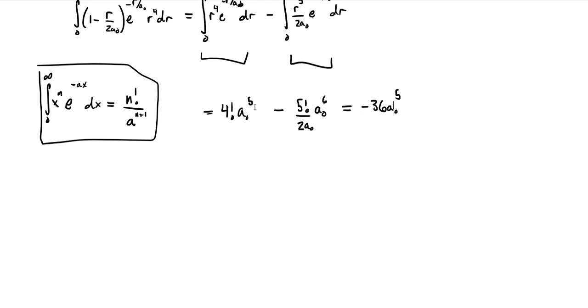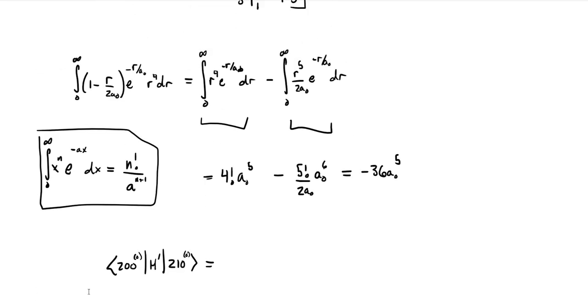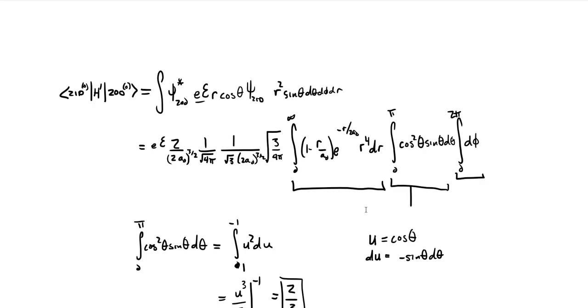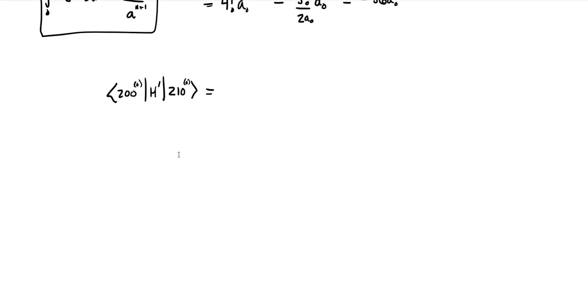So bringing this all together, for the matrix element we're trying to calculate, that 2, 0, 0 perturbation element of our matrix, if we go all the way back up to what we had, we can simplify all this and then plug in what we got for those integrals. We end up with e epsilon over 4 a naught to the 4th, times 4 pi over those factors, times our integral, negative 36 a naught to the 5.